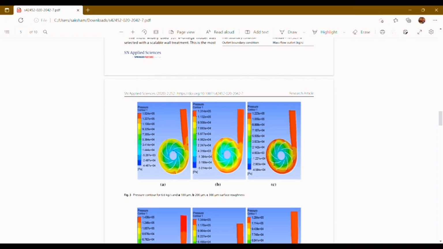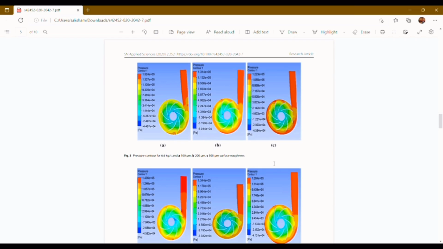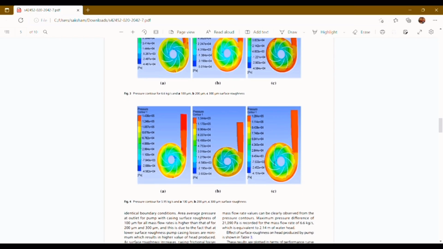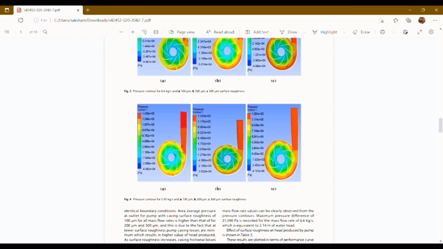The figure here represents the pressure contour for 6.6 kg per second and 100 micrometer, 200 micrometer and 300 micrometer surface roughness respectively. And the same is for figures 3 and 4, of pressure contour 6.6 and 5.95.